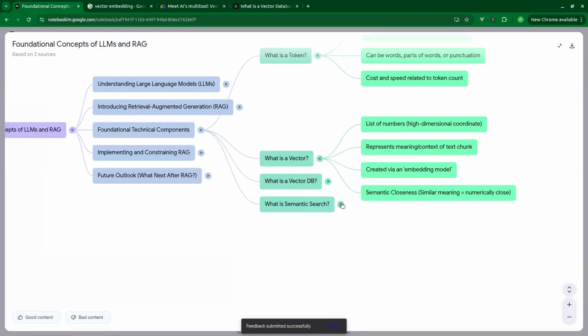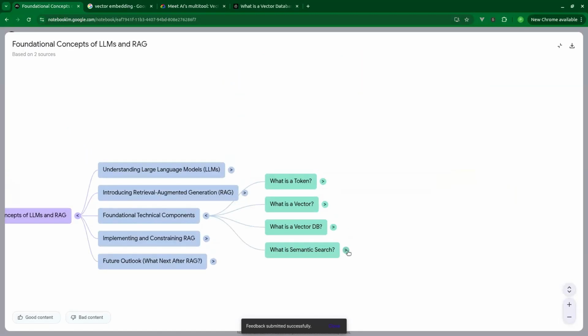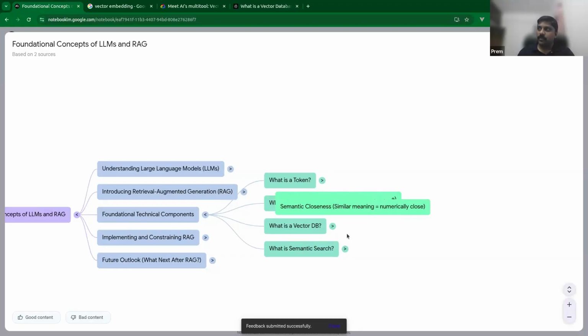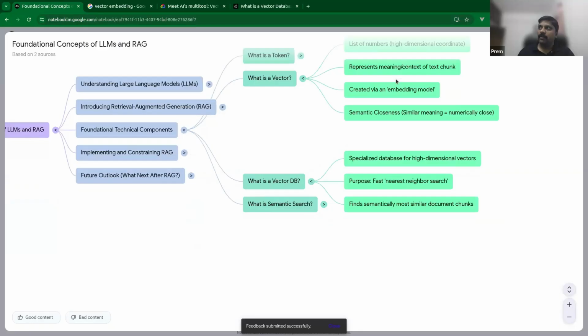The question was whether Pinecone will convert the given text into embedding numbers, the vector numbers. No, these are two separate things. The embedding model is going to create that vector. What is a vector? It's a multidimensional number, an array of numbers.